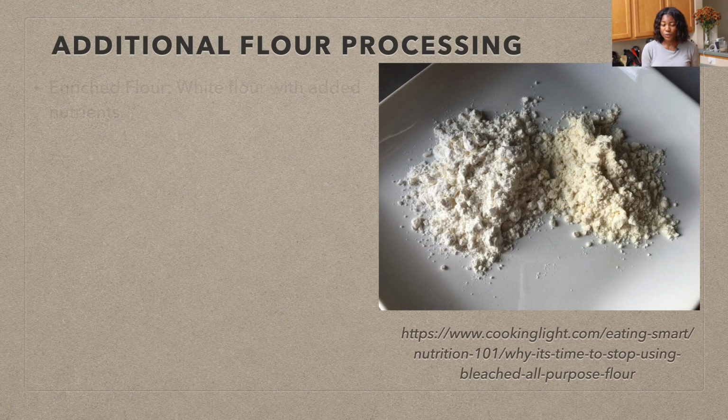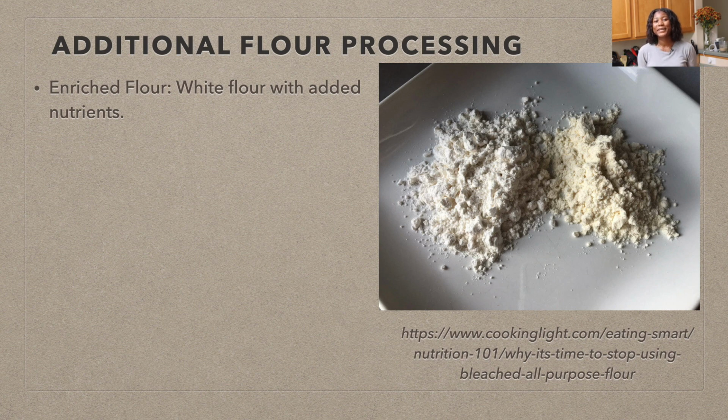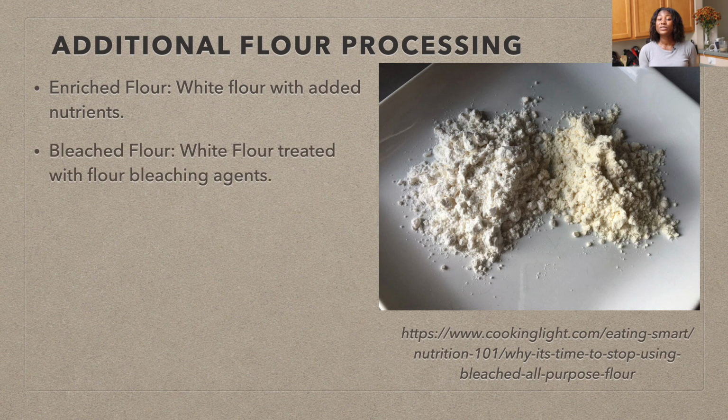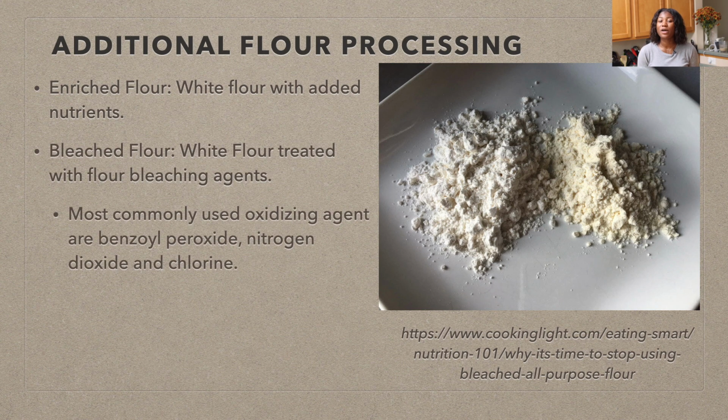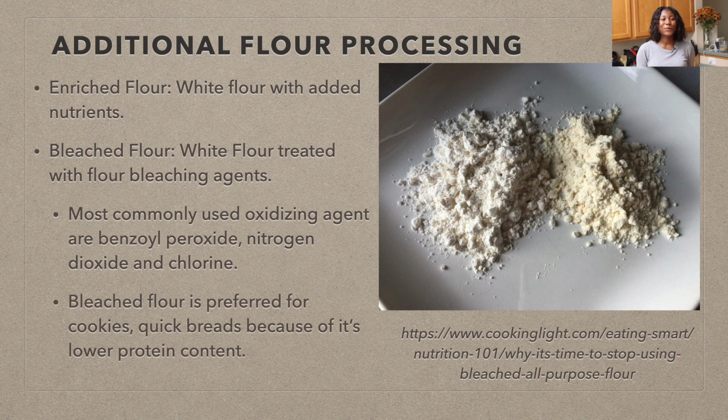If you've ever been in the grocery store and you saw enriched flour, this means this is all-purpose flour or bread flour with added nutrients. And if you've seen bleached flour, this is white flour which has been treated with oxidizing agents. The most commonly used oxidizing agents are benzoyl peroxide, nitrogen dioxide, and chlorine. Bleached flour is preferred for cookies and quick breads because of its low protein content.